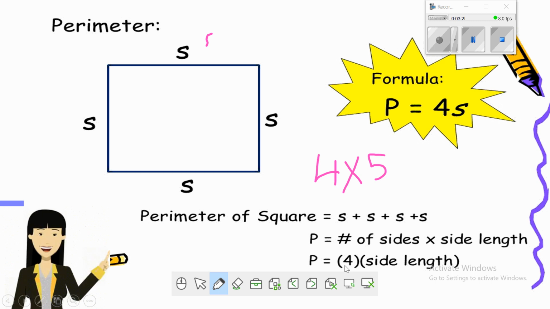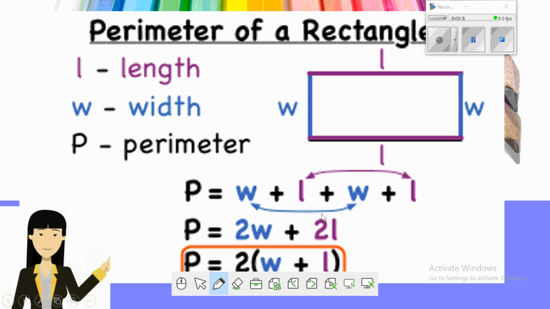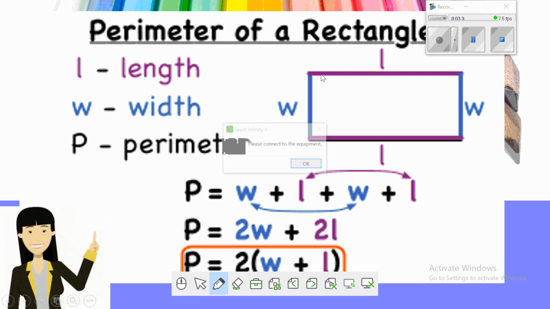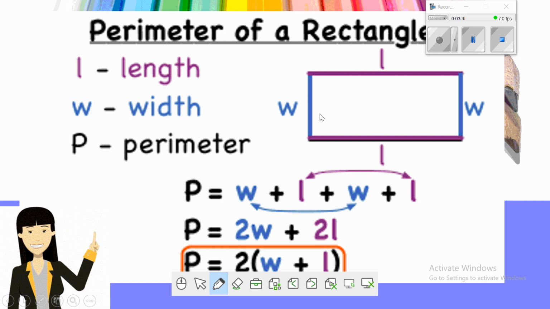Okay, so the formula says the perimeter for the square is 4 multiplied by the side length. Again, for the rectangle it is double W and double L. This is the length, and here is the width.